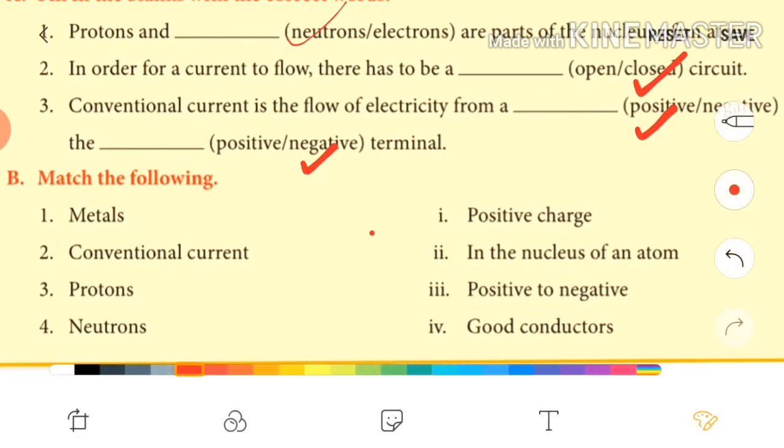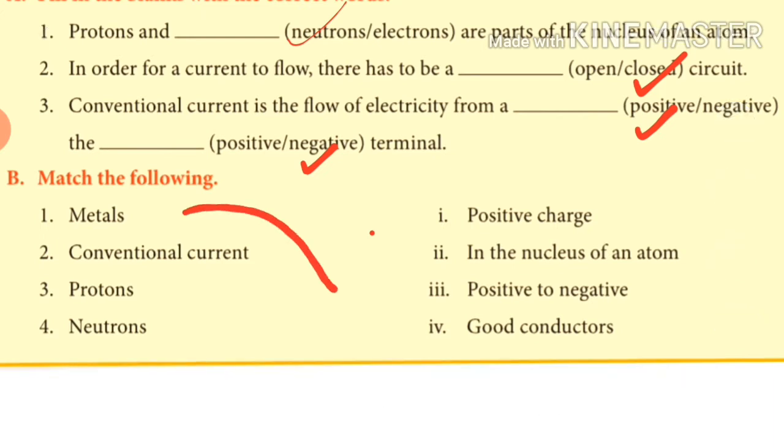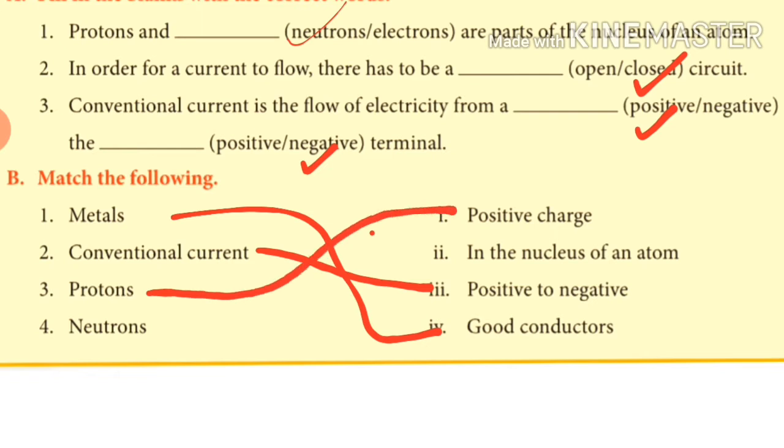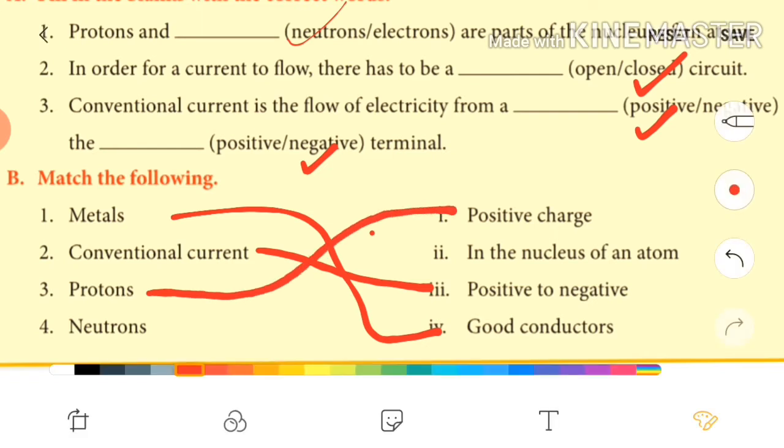Now let's solve matching. Metal is a good conductor. Now conventional current is positive to negative. Then proton, it is P plus, meaning positive charge. Neutrons, in the nucleus of an atom, neutron is present in the nucleus, right? Proton and neutron.